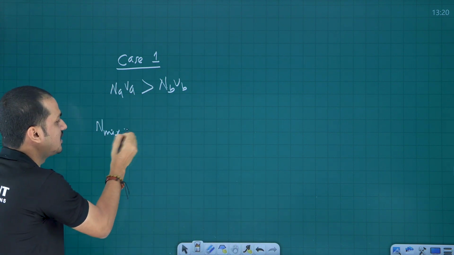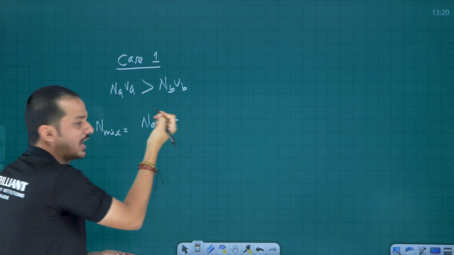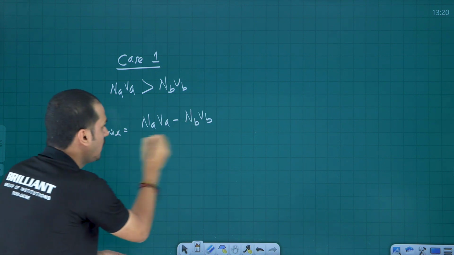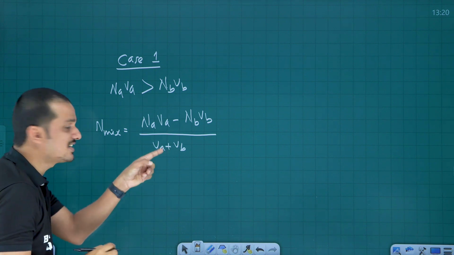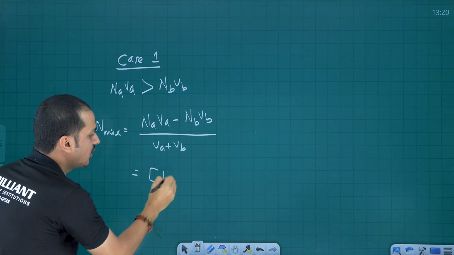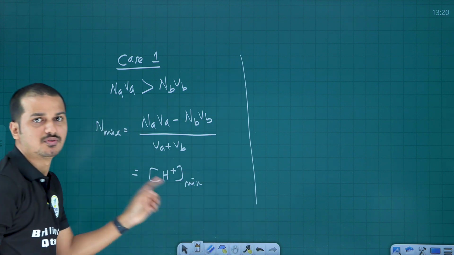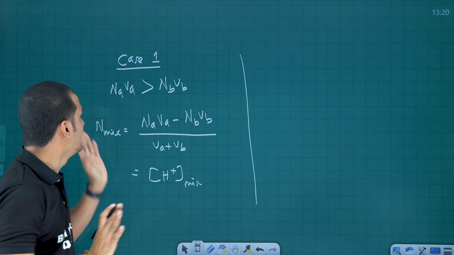So how can I write? Normality of the mixture is equal to, from the acid number of millimole equivalents, I have to subtract the base number of millimole equivalents. Then divided by the volume, I have to add Va plus Vb. This answer will be acidic. Therefore, that will be equal to H plus of the mix. pH will be less than 7. Correct or not? Yes or no?